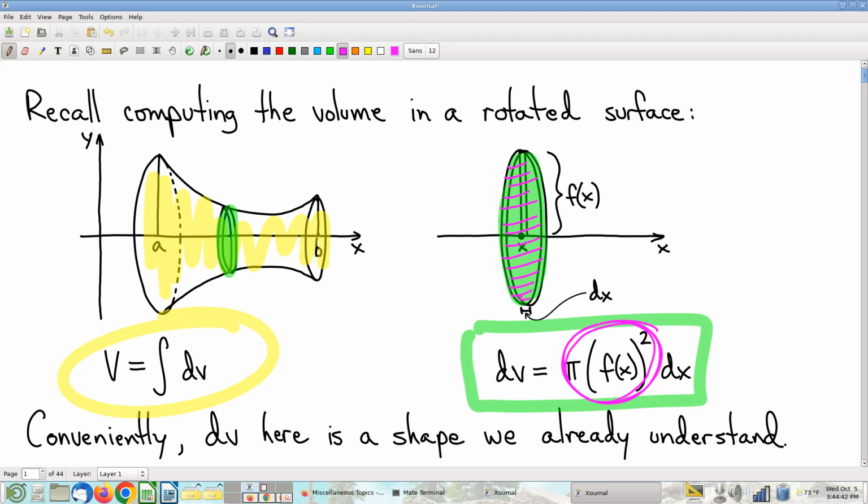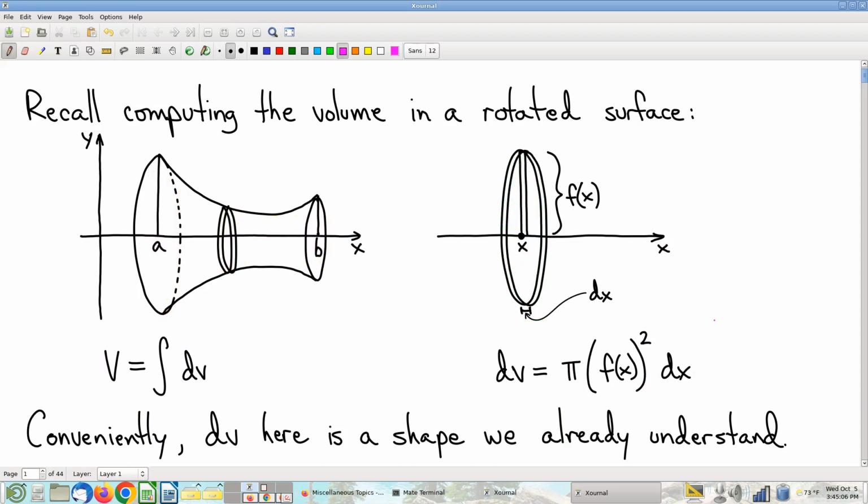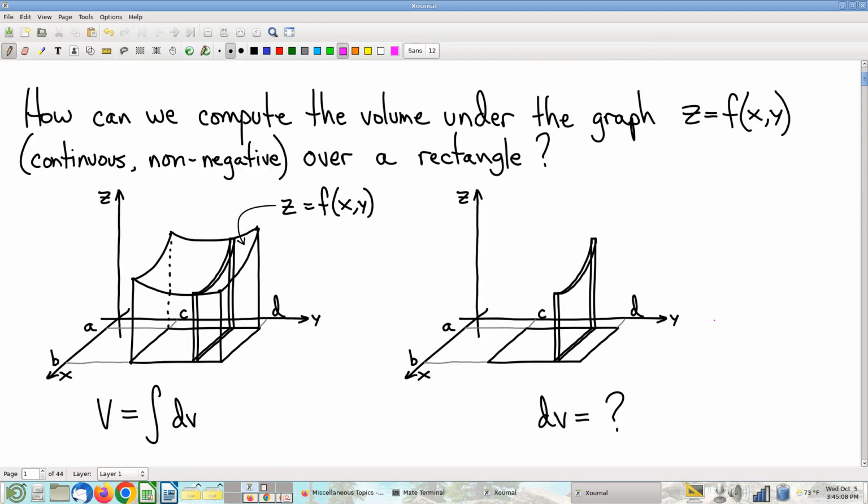Okay. All right. There's other versions of this where instead of having a rotated surface, maybe you have something where the cross sections are known for whatever reason to be like squares or equilateral triangles or something like that, where you can just kind of write down what that cross-sectional area is. Okay, so what would we do then if we wanted to compute this volume here?